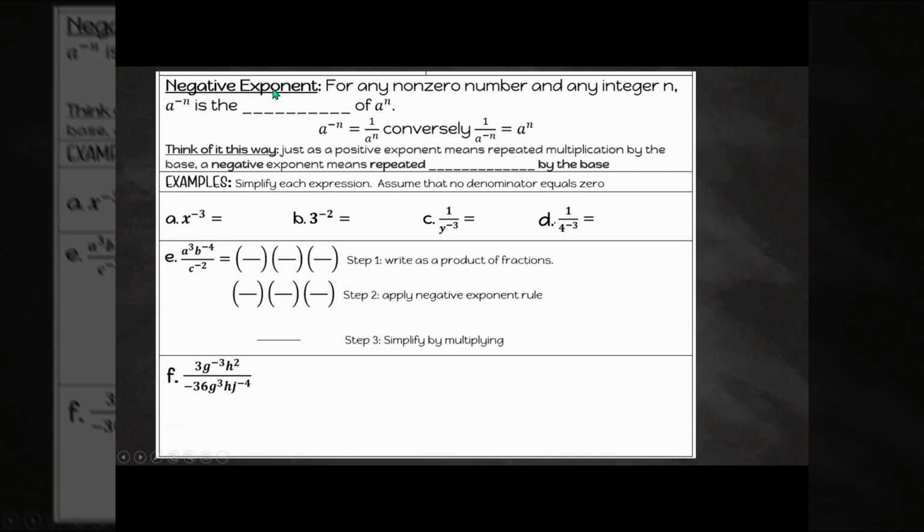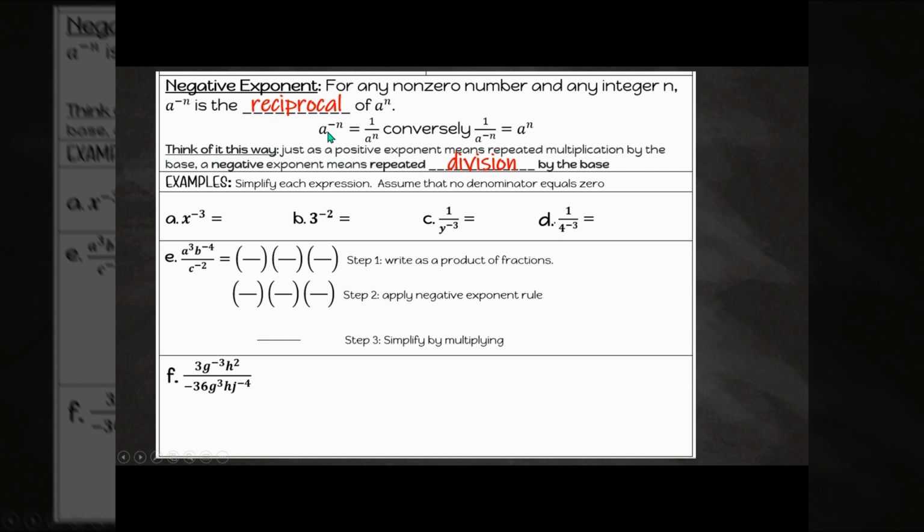Okay, negative exponents. This states that for any non-zero number a and any integer n, a to the negative n is the reciprocal of a to the n. Remember that word reciprocal when we were dealing with parallel and perpendicular lines?